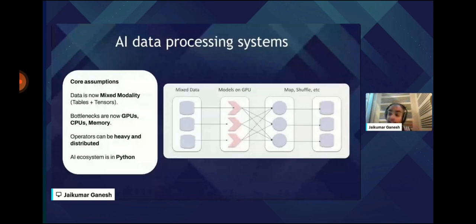On the other hand, AI data processing systems have a different set of core assumptions. Data is now mixed modality, includes tensors. Bottlenecks are not just CPUs and memory, but also GPUs. Operators are heavy and distributed as they need to take care of data across multiple machines. And the AI ecosystem is built in Python.